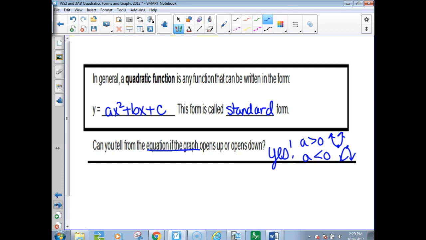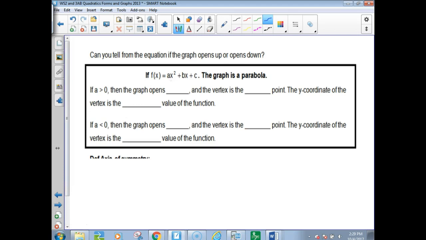So we're making some generalizations now. How can you tell from the equation of the graph? We already said that. If f of x, the graph is a parabola, if it's in this format. If a is bigger than 0, the graph opens up, and the vertex is the minimum point. Minimum. The y-coordinate of the vertex is the minimum value of the function. If a is less than 0, then the graph opens down, and the vertex is a maximum point. The y-coordinate of the vertex is the maximum value of the function. That's the y-coordinate.